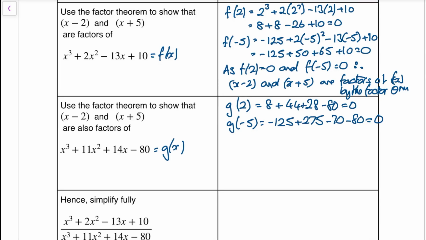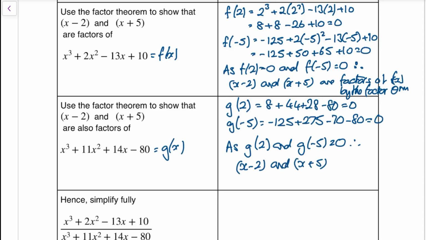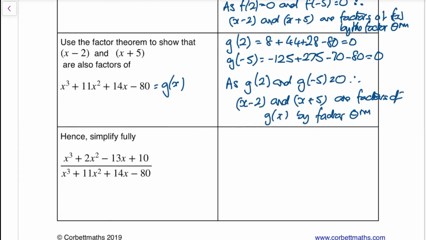Well, I won't write it all out because you saw me write it above. So as g of 2 and g of minus 5 equals 0, therefore x minus 2 and x plus 5 are factors of g of x by factor theorem. So I won't write it out, but I have just written the whole thing out. Okay, that's strange. 2 questions in a row. Next question. Okay, now it makes sense.